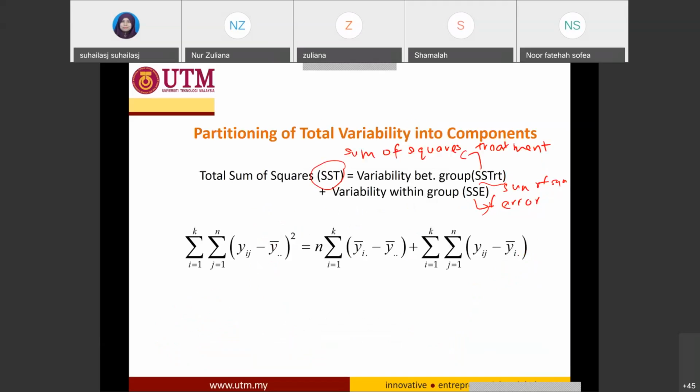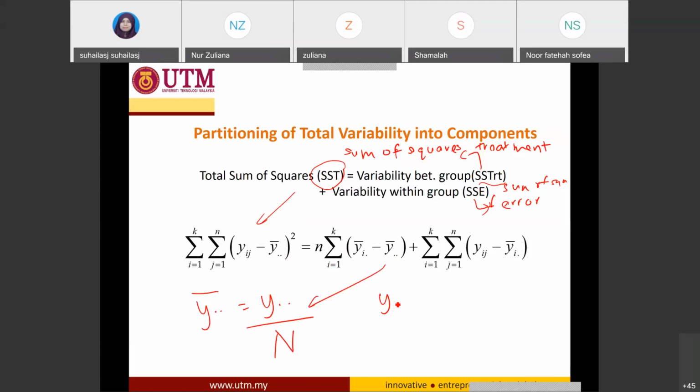Okay. So kalau total sum of square, as I say, the formula is this one. Double summation. Okay, sebab apa double summation? Because kita ada treatment atau kita ada level, i equals 1 up to k, and then kita ada dia punya observation. So that means this sum of square is just Yij minus your grand mean. Okay. Grand mean, Y dot dot divided by total number of your observation. So variability between group, sum square treatment, is just n times summation Yi dot minus Y dot dot.